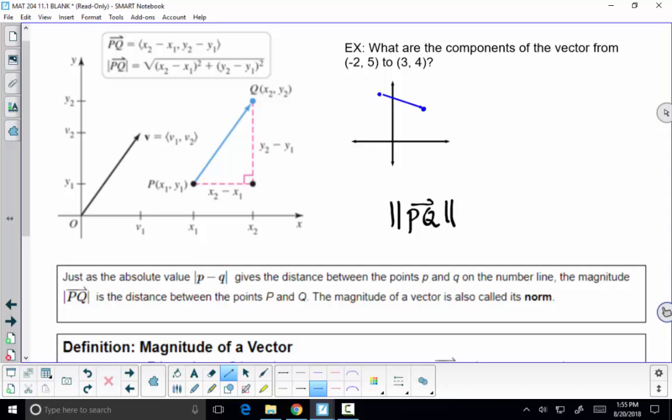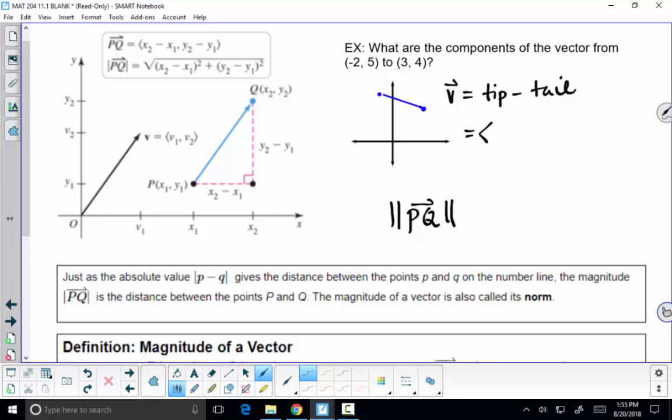The thing that we need to know is that if we want to form that displacement vector, let's call it v, we're going to do the terminal point minus the initial point. We're going to do the tip minus the tail, the tip of the vector minus the tail of the vector. And we're going to use angle brackets to indicate that it's a vector.